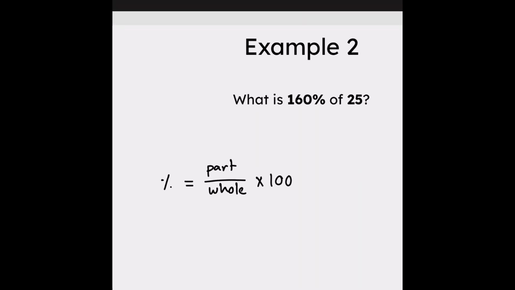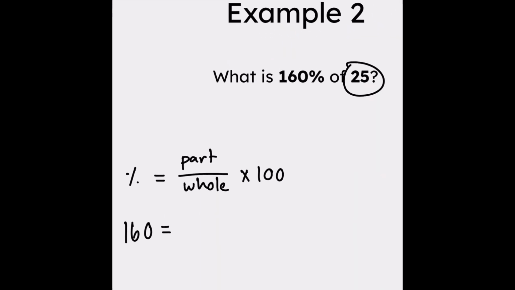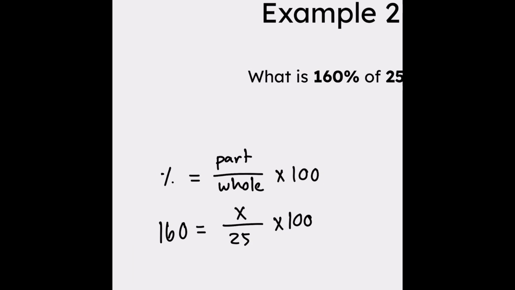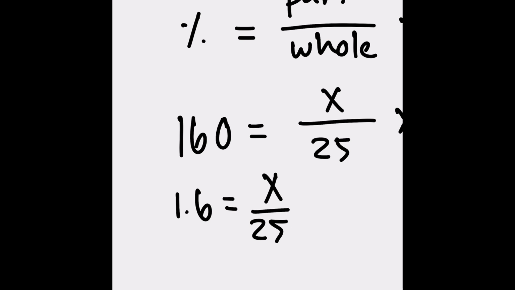Now if we get back to this one, the percent is equal to part over whole times 100. Well, we're given the percent. So let's put in 160% on the left side. And the whole is 25. So we can put that there. So what we're solving for is the part. I'll call that x. So what I'm going to do to solve this equation is, first, I'm going to divide both sides by 100 to get rid of that. And I end up with 1.6 is equal to x over 25. Then I'm going to multiply both sides by 25. And I'll end up with x is equal to 40.